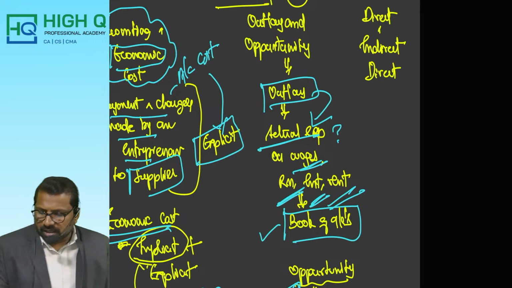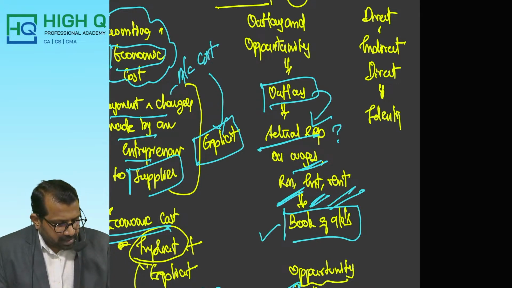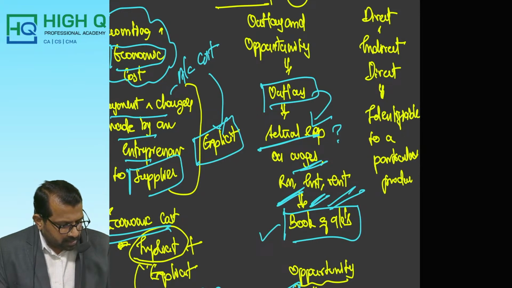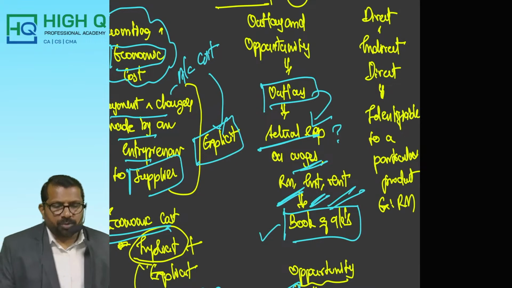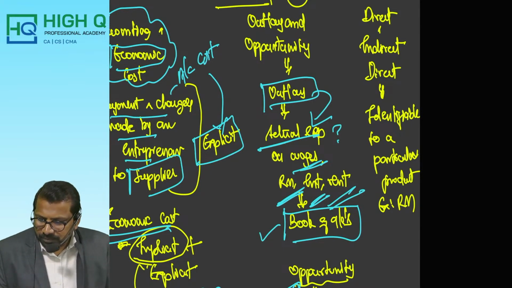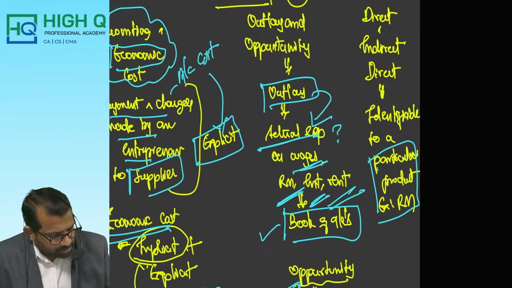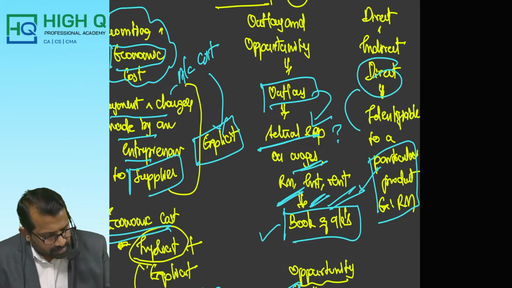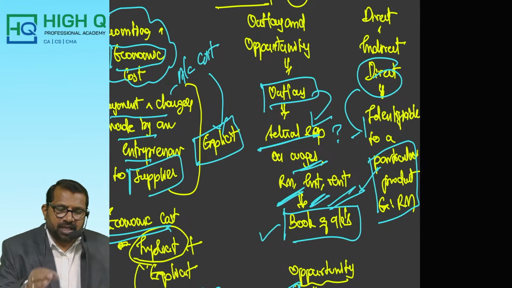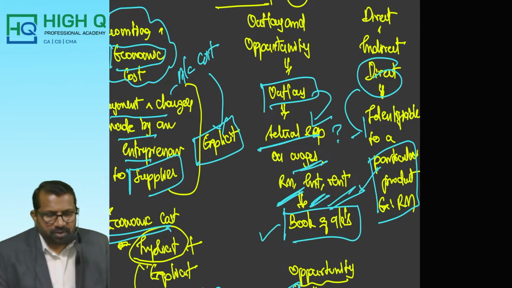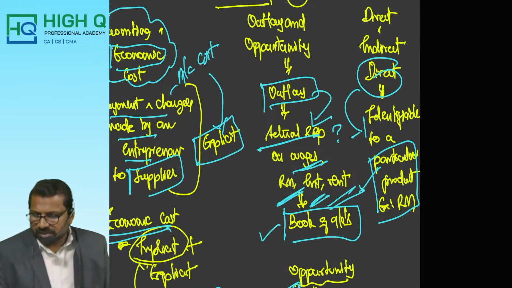Third one, direct cost. This direct cost is identifiable to a particular product. Direct cost means cost identifiable to a particular product. Example, raw materials. Raw materials used in a particular product is called direct cost. Very easily you can identify the amount of cost incurred for production with the help of raw materials.